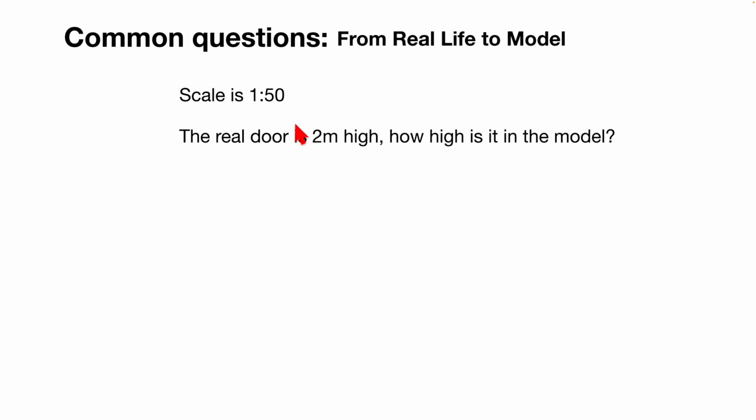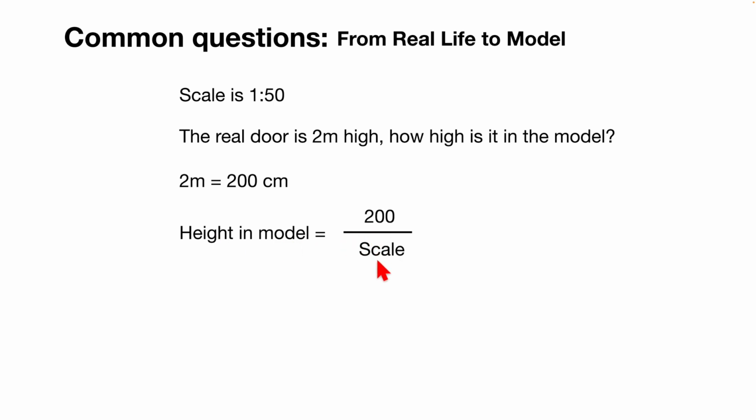2 meters divided by 50 is a bit awkward. So let's translate 2 meters into 200 centimeters. Then the height in the model is 200 divided by the scale. Scale is 1 to 50. So that's 200 divided by 50 equals 4 centimeters.